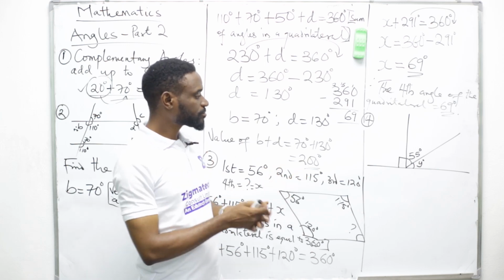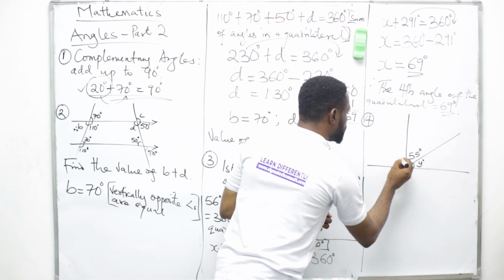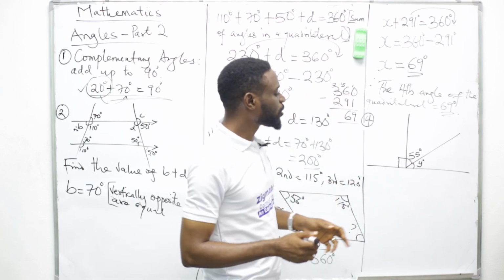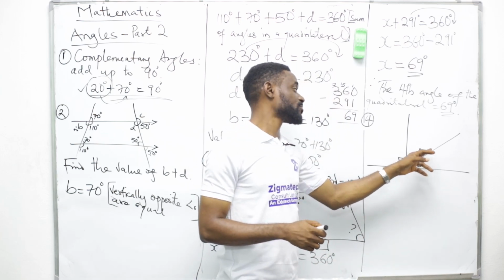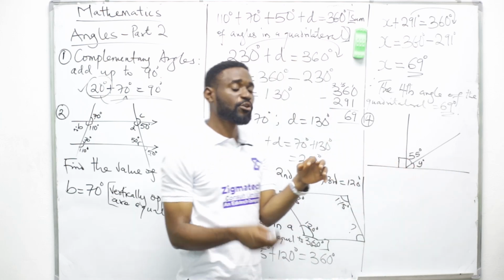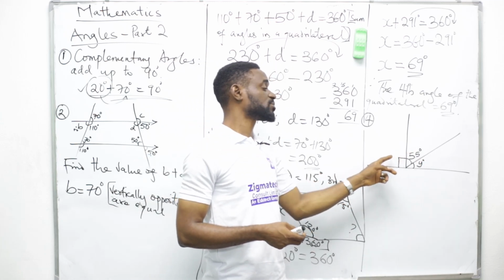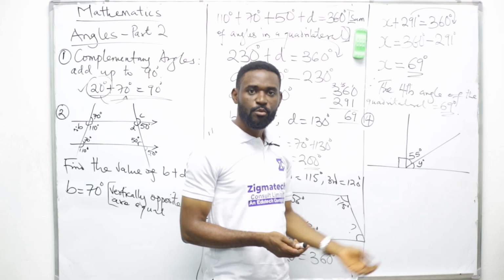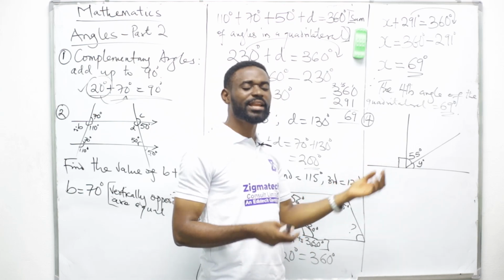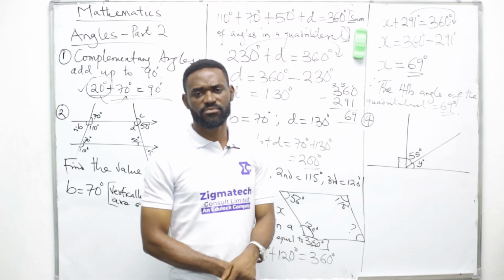So now, you have a figure here. For you to find the value, remember all these angles here, 1, 2, 3, they are angles on a straight line. For you to find what y is, if you add up these and subtract from 180, you have gotten y. But they gave you a particular angle and they didn't even give you a figure.